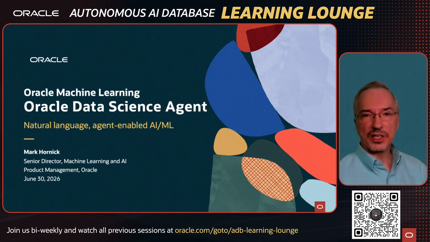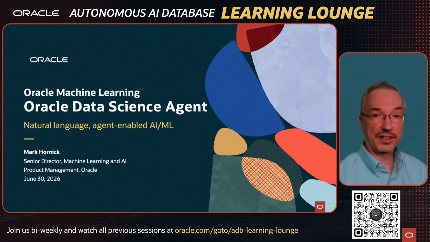So today we're going to look at how Data Science Agent combines natural language interaction, agent-enabled AI, and machine learning to help you move more easily from data to insights and models. We recently announced general availability on Oracle Autonomous AI Database Serverless across all regions. And some of you may even have had a chance to try the agent during limited availability, and we appreciate the feedback. It's been very helpful in helping us to refine this newest addition to the Oracle Machine Learning Application Suite.